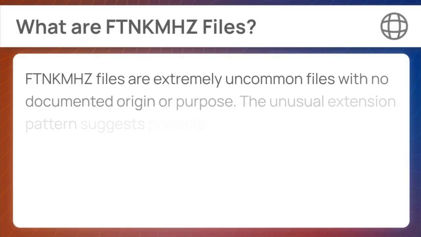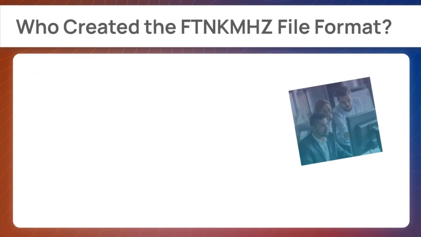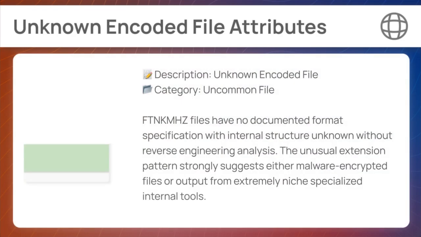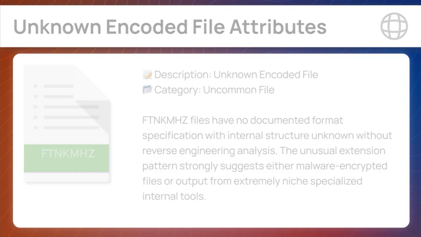FTNKMHZ files are extremely uncommon files with no documented origin or purpose. The unusual extension pattern suggests possible random generation by malware or ransomware, or use by a highly specialized application not publicly documented anywhere online. FTNKMHZ files have no documented format specification, with internal structure unknown without reverse engineering analysis. The unusual extension pattern strongly suggests either malware-encrypted files or output from extremely niche specialized internal tools.